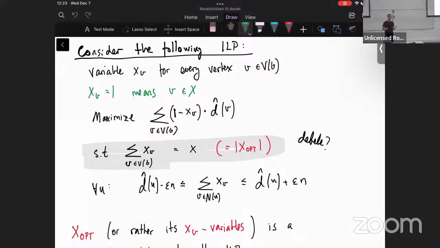But of course, I can't solve an ILP. I can solve an LP. So what I end up with is a fractional solution to an ILP. And after lunch, we're going to round it. So this is a good place to stop. Ask questions.